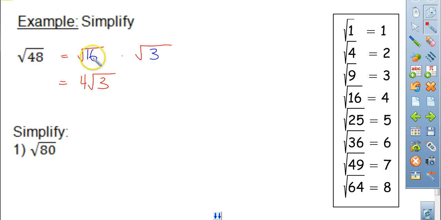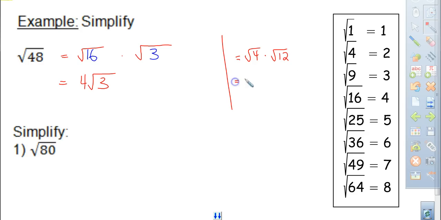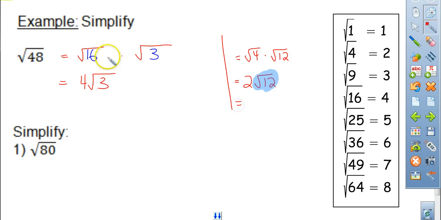Now, just like with fractions or rational expressions, if you chose to go with root 4 first times root 12, you'd end up with 2 root 12, and it's not incorrect. It's not fully correct though, because you can further simplify root 12. You can break that down a little bit further. So you have to keep going. If you choose the largest one, you're saving yourself a little bit of room.